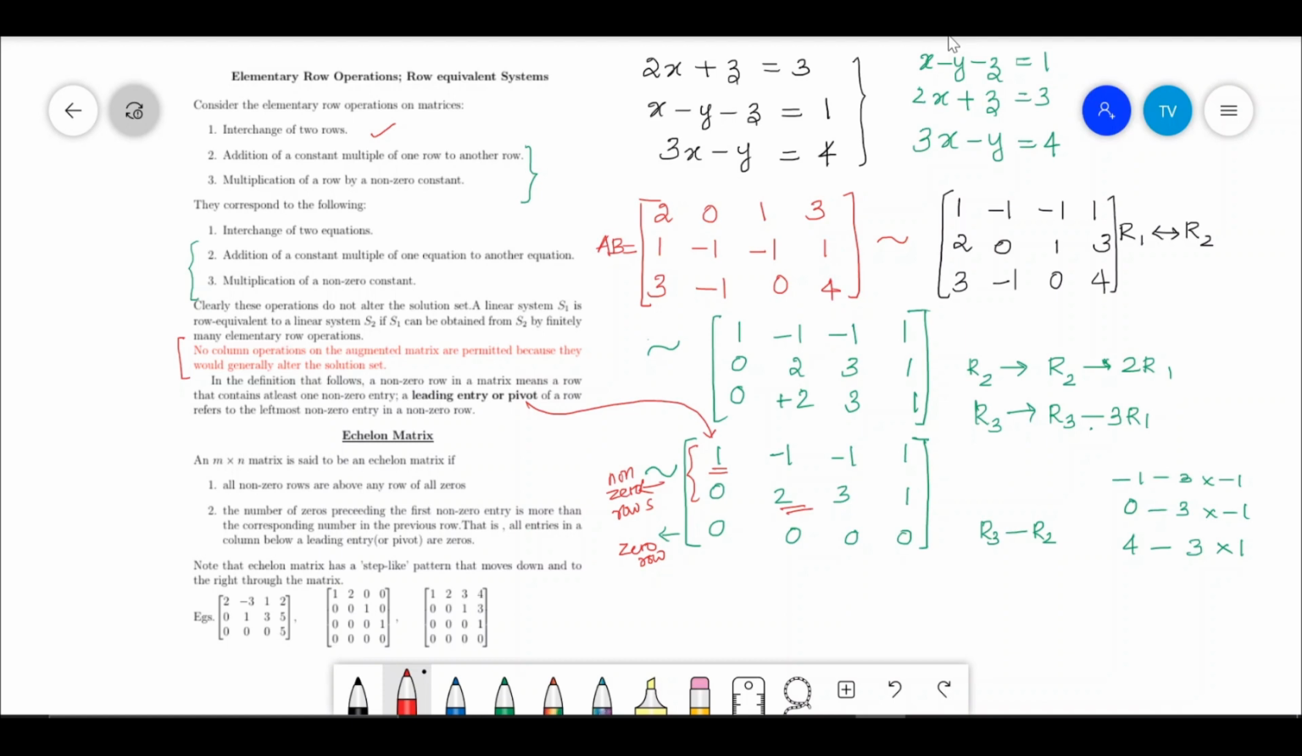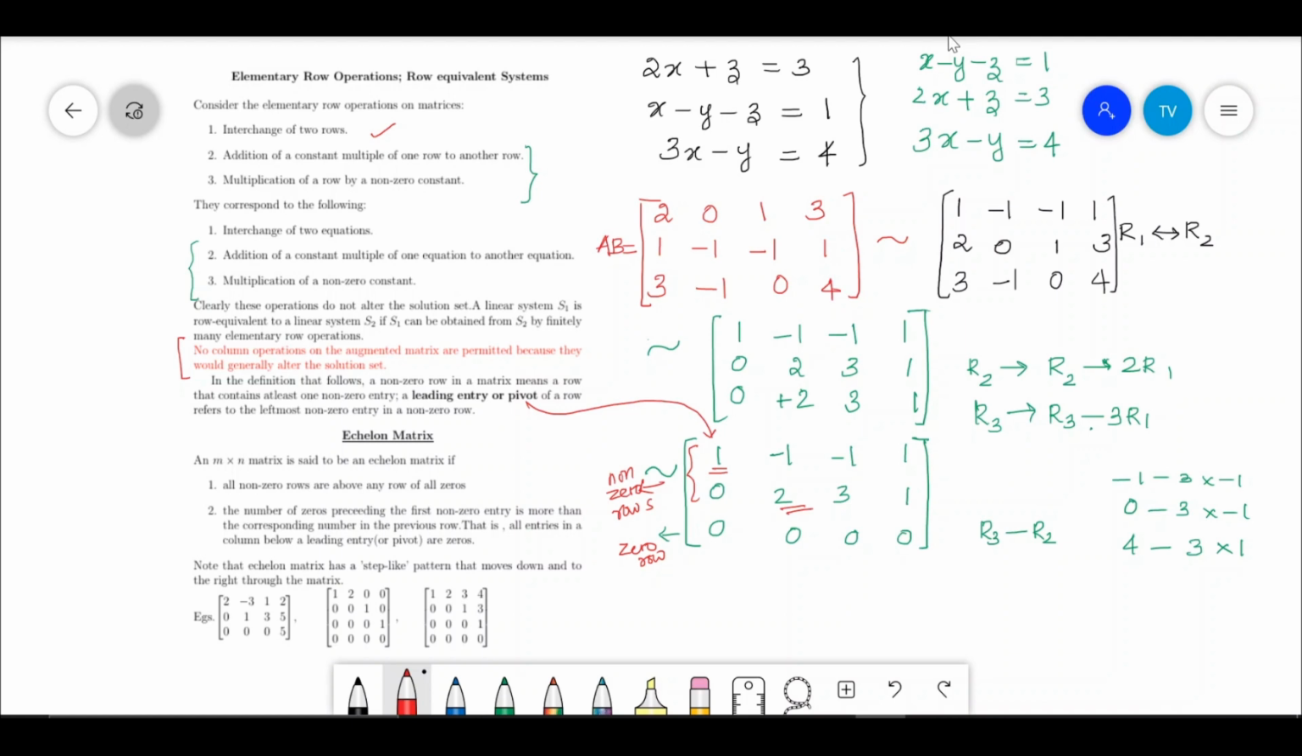The third row being a zero row, there is no significance to this leading entry or pivot element, because a pivot element or leading entry is defined for a non-zero row only. So now let us consider an important concept called echelon matrix.